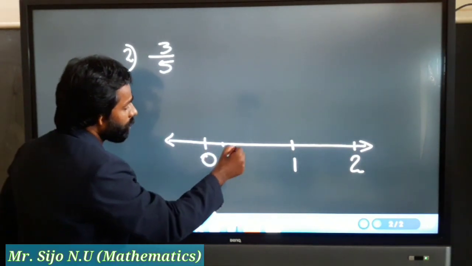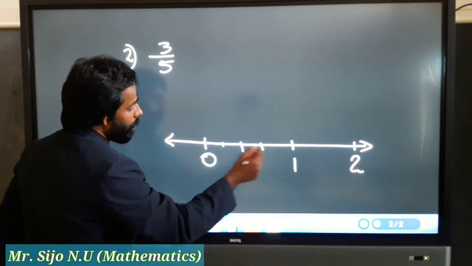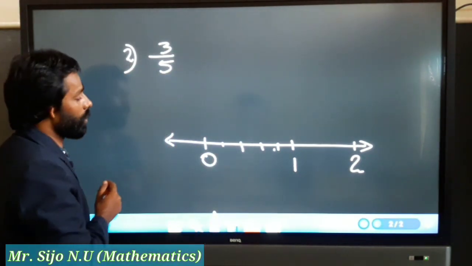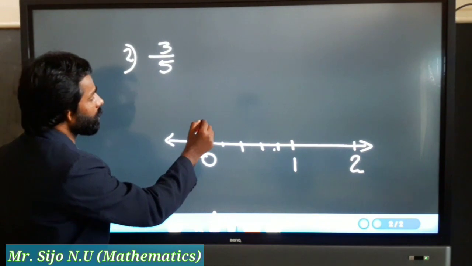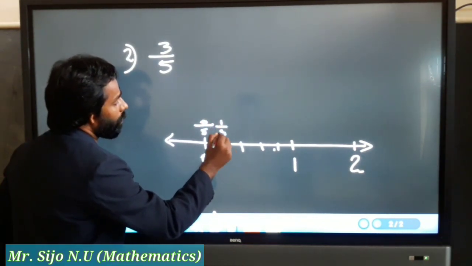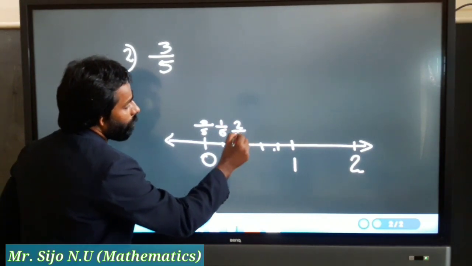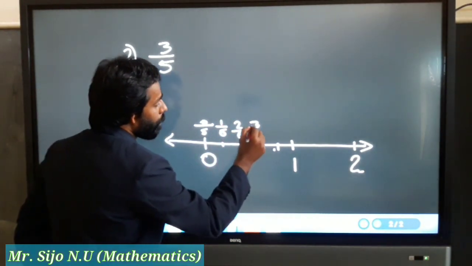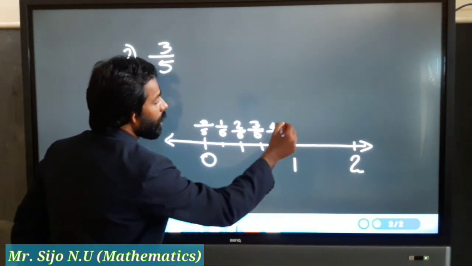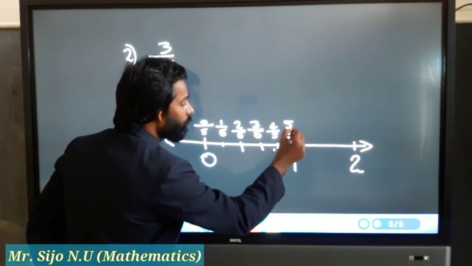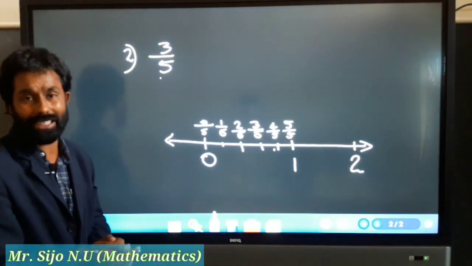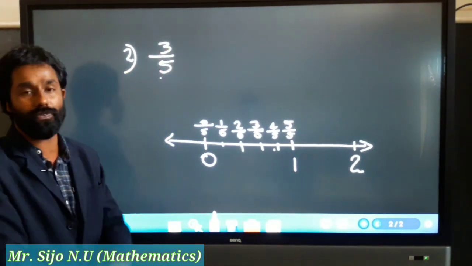So first 1, 2, 3, 4. Yes, well, now it is 5 equal parts. Now here we can mark it as 0/5. Here it's 1/5. This point is 2/5. Now this point is 3/5. Now this point is 4/5, and the last one is 5/5. Of course, we know that 5/5 is 1. Now our task is to represent 3/5 on the number line.